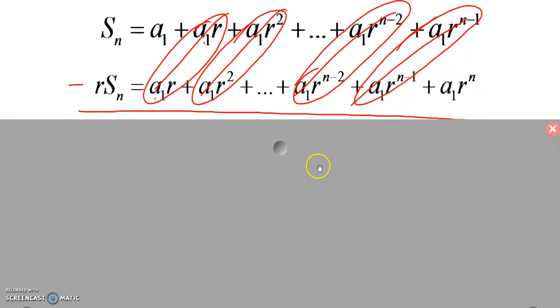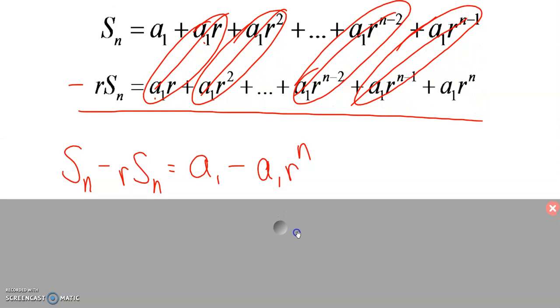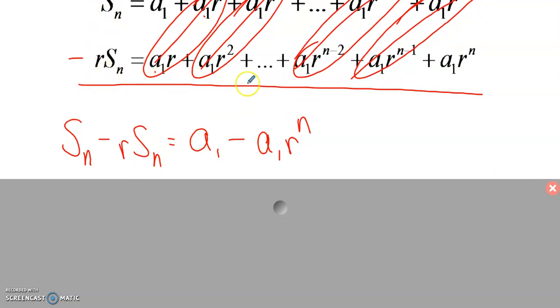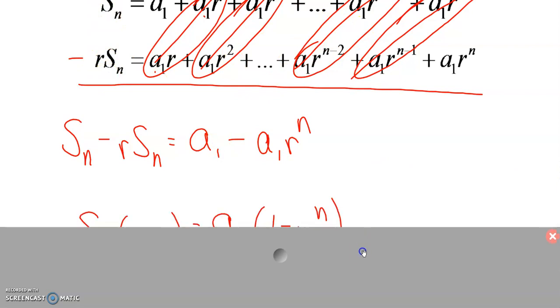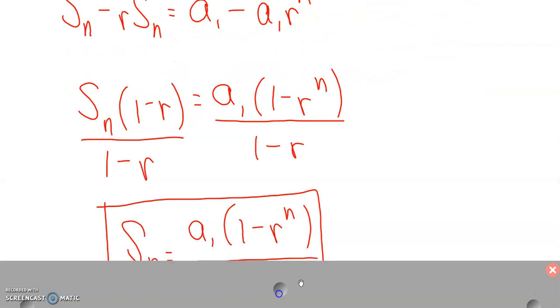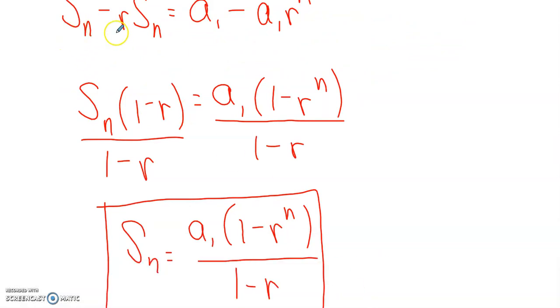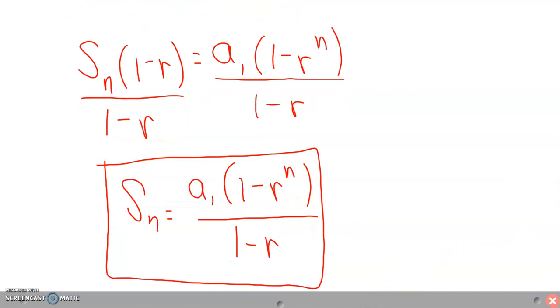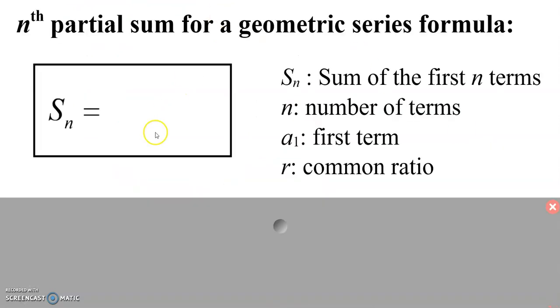It's not so important that you understand how this formula works or where it comes from, but basically, when you subtract, you're left with very few terms, which makes it really easy to then solve for S sub n by factoring out an Sn and then dividing by that 1 minus r, and that's how you get this formula. So it's not that big of a deal that you know where it comes from, but that is the formula right there for the nth partial sum for a geometric series.